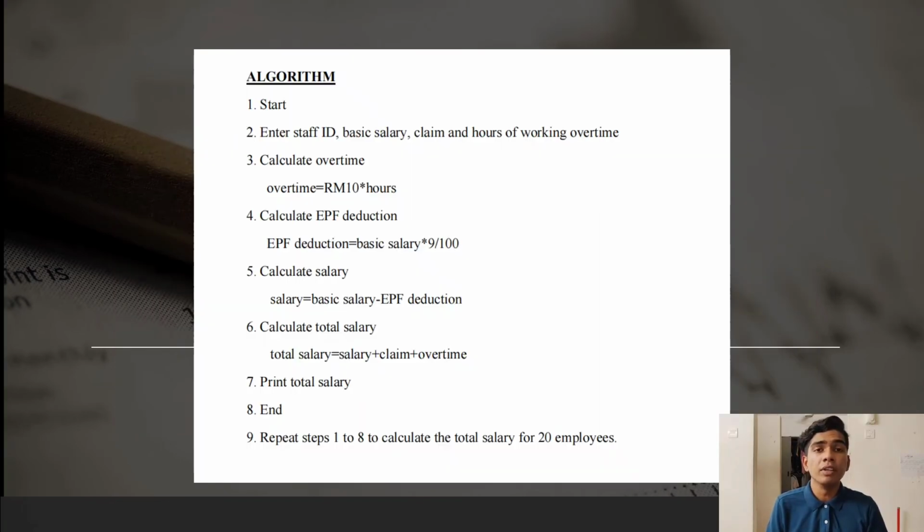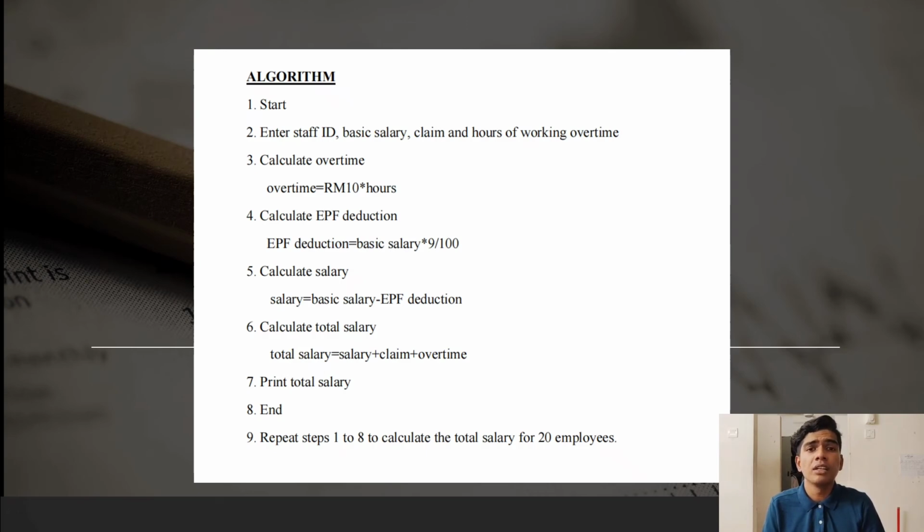First step is you begin with start. Second step, enter staff ID, basic salary, claim and hours of working overtime. Third step is calculate overtime. The formula to calculate overtime is overtime equals RM10 times 8 hours. Step number 4, calculate EPF deduction. EPF deduction equals basic salary times 9/100. Step number 5, calculate salary. Salary equals basic salary minus EPF deduction.